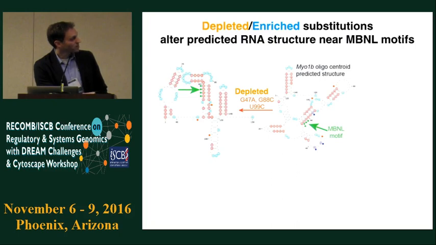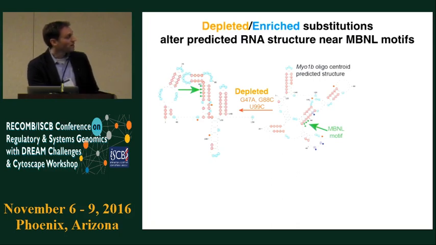And you can see that the muscleblind motif is predicted to be at the base of the stem with 3 of the 4 bases paired. Then if you take the 3 mutations which are most depleted, disfavored in the pull-down, you can see that this motif becomes even more buried in a longer stem here.